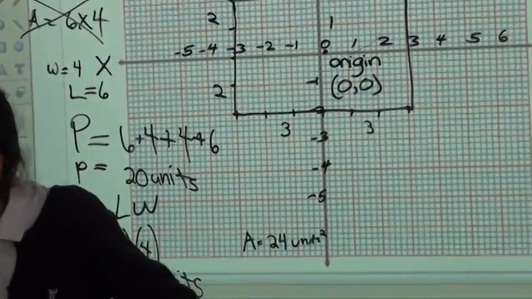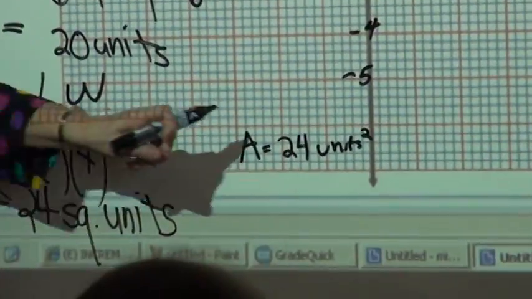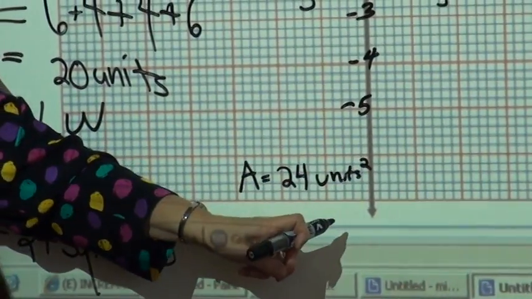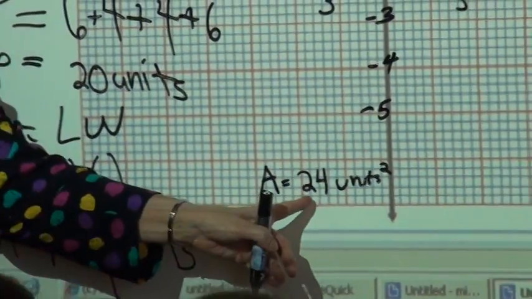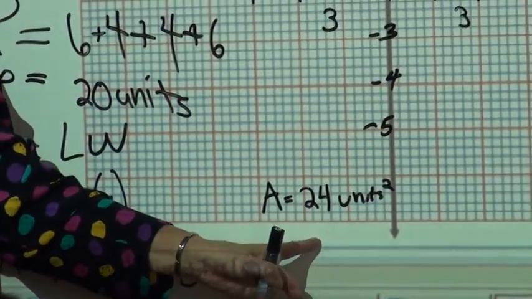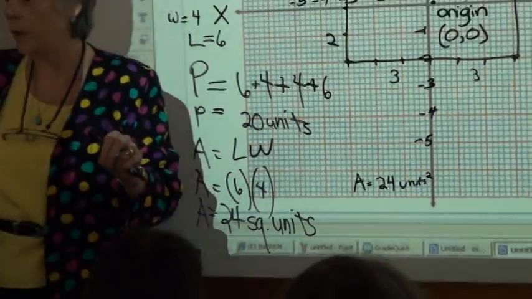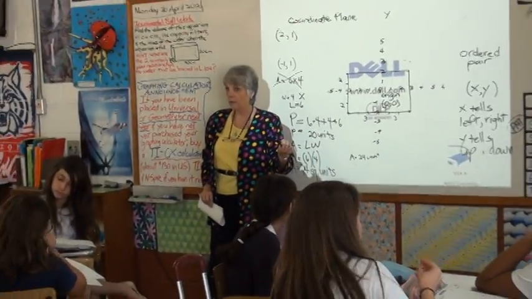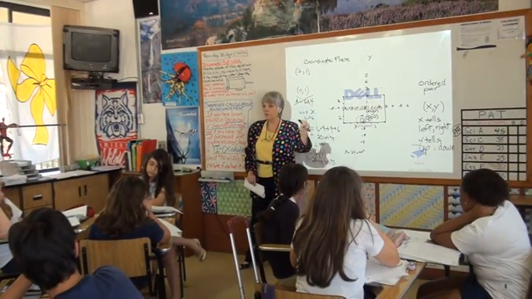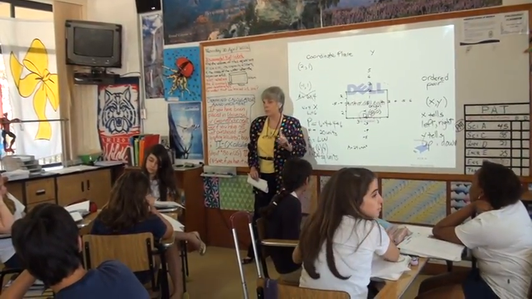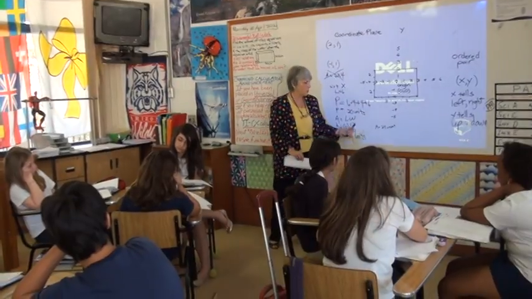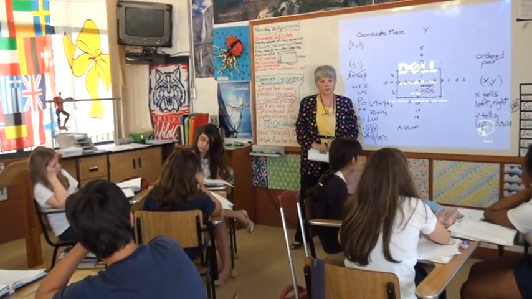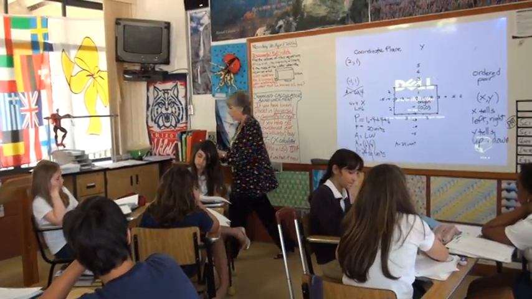Perfect. Very good. Now notice that she put the exponent after the word units and not after the 24. Because that would mean take two 24s and multiply them together, right? So that would mean 24 times 24 would be the answer, and we don't do that. So make sure that you always do it the way you did it. Very good. Okay.